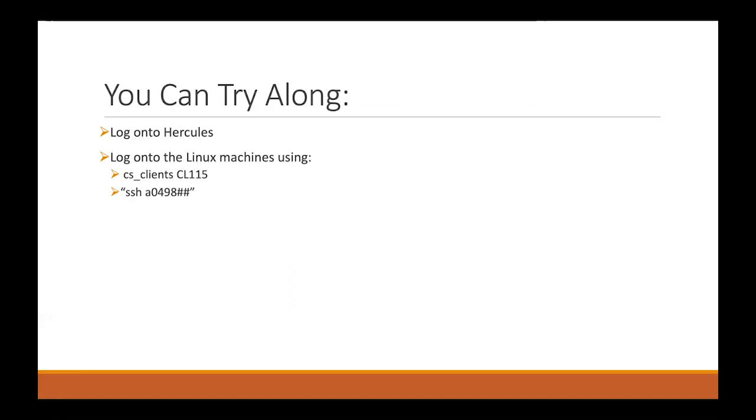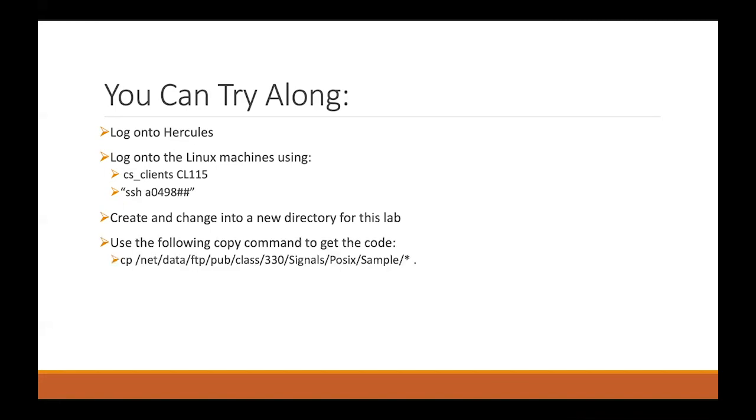A couple of the machines might be turned off in that room. If you do an SSH and it just hangs there, press Control-C and try a different machine. Once you're logged onto the Linux machines, create and change into a new directory for this lab, and copy some code using the copy command: cp /net/data/ftp/pub/class/330/signals/POSIX/sample/* and then space and dot.